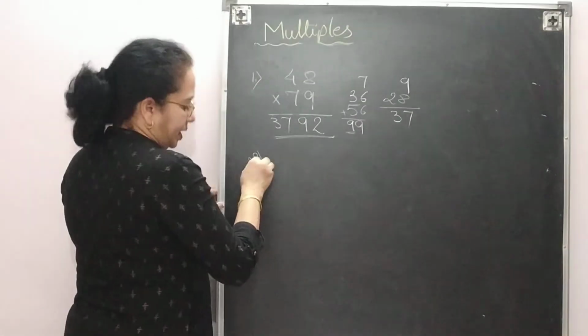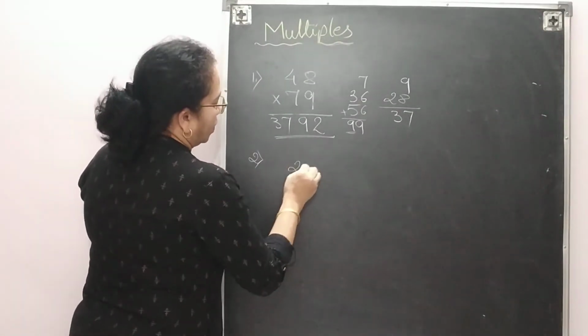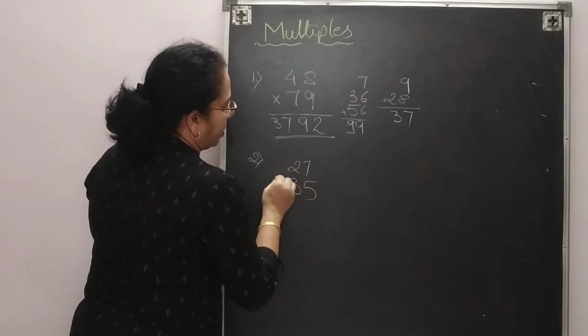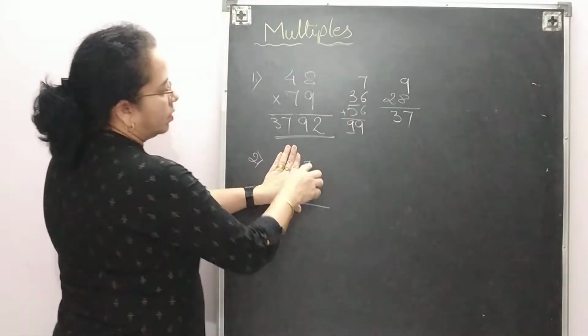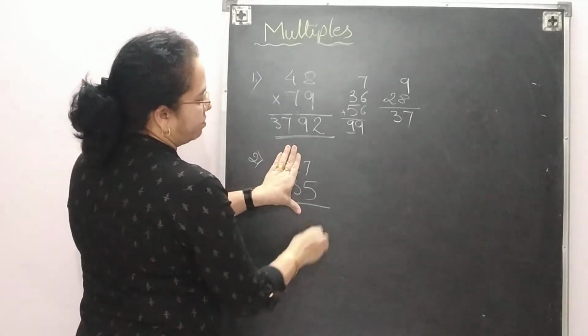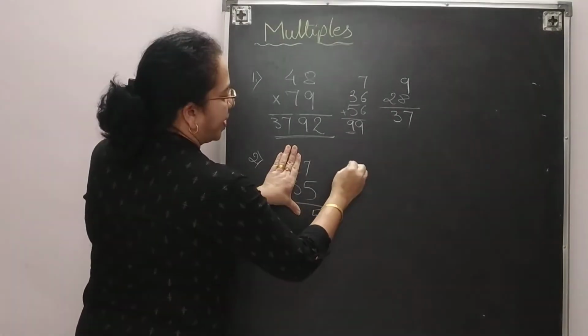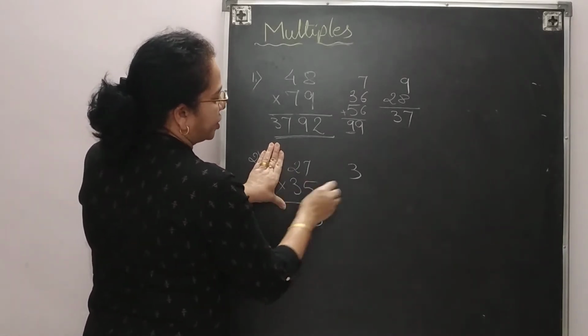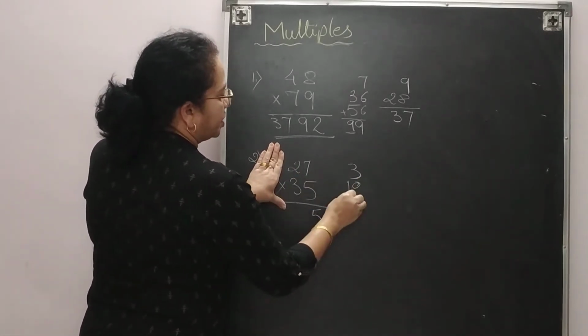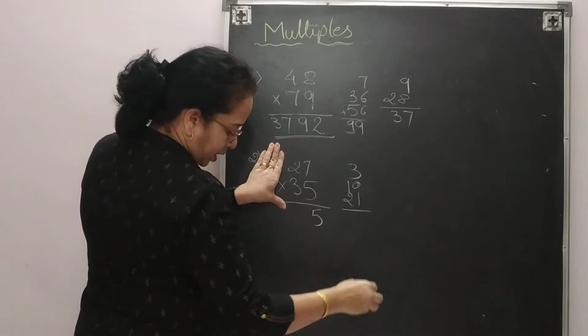Let me take one more example. 27 and 35. Okay. Hide this number which is open. 7 5s are 35. Carry over 3. Open it. Now do cross multiplication. 5 2s are 10. 3 7s are 21. Add this.